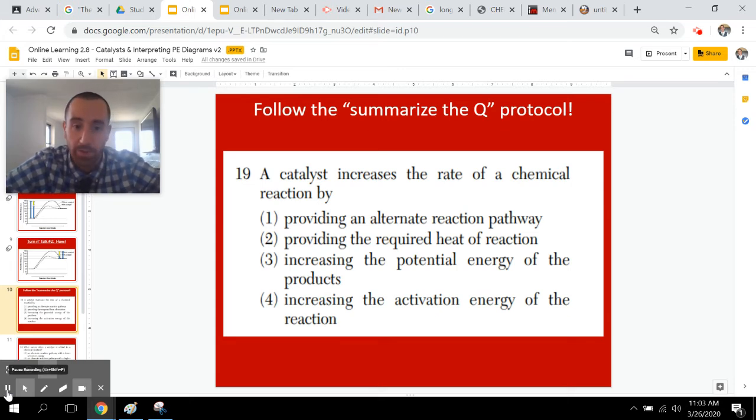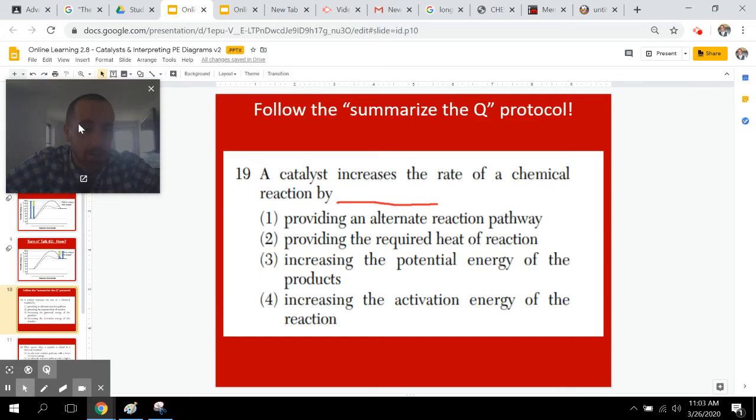I'll go over them verbally. In number 19 from some old Regents exam, it says a catalyst increases the rate of a chemical reaction by blank. Immediately, using our strategies from class, I always try to ignore the answer choices and think about what the answer would be to me. What would I fill in this blank with? And then I go see down here if it matches.